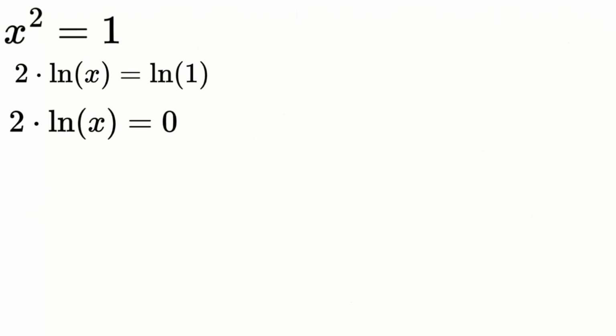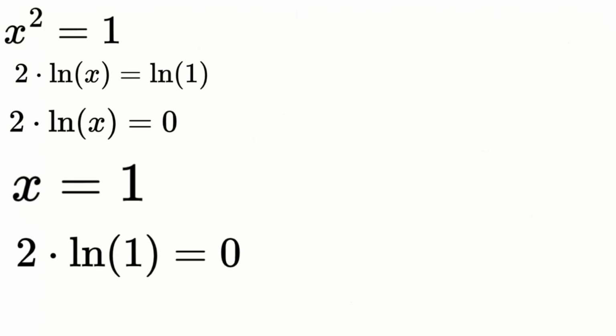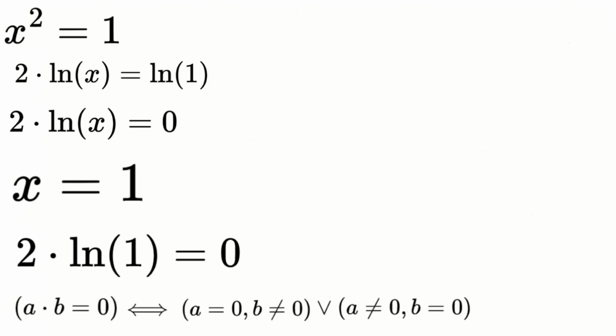Let's test for x equals 1. Now the new equation becomes 2 times natural logarithm of 1 equals 0. Before we continue, we need to understand when a product equals 0. For example, if we have a product of a and b that equals 0, there will be three possibilities that satisfy the equation. 1, a is 0, but b is not 0, then a times b equals 0. 2, a is not 0, but b is 0, then a times b equals 0. 3, a is 0 and b is 0, then a times b equals 0. 4, if neither a nor b is 0, then a times b is not 0.